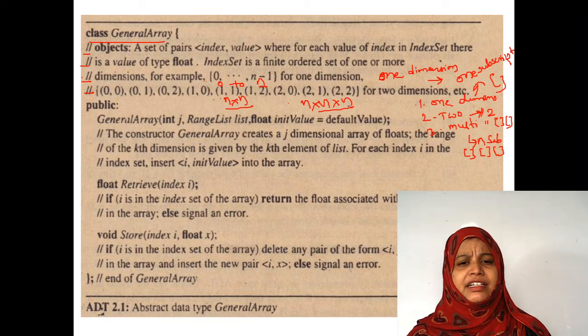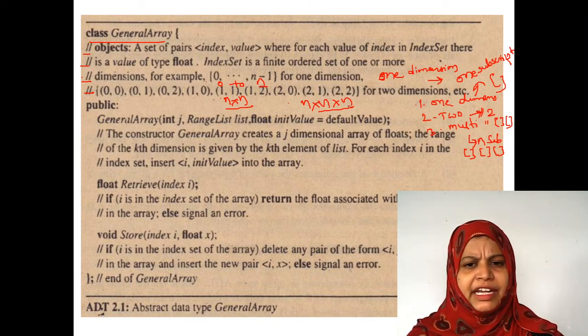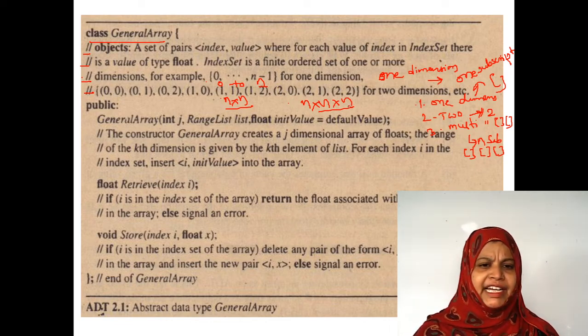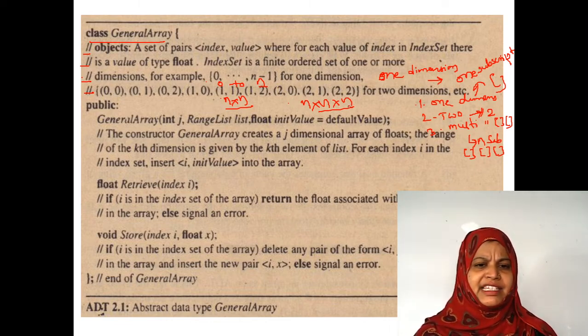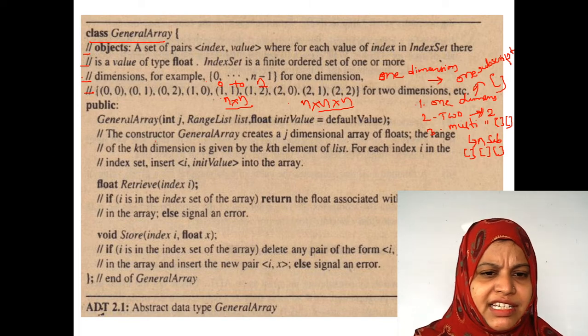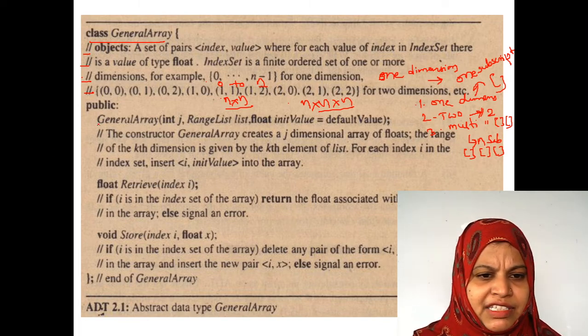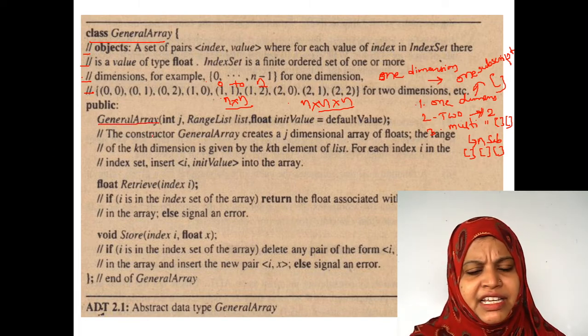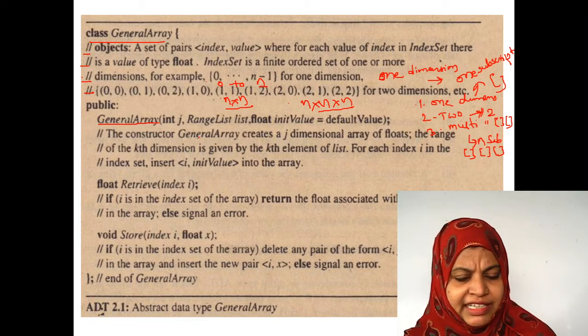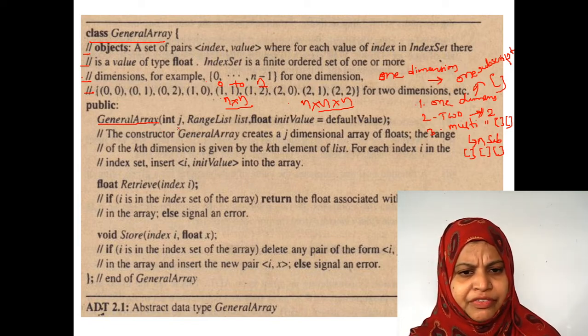This is the multi-dimensional array. Here in this case index value is there. Index set is a finite ordered set of one or more values. N number of values are going to be present in the index set. Now here, general array, what is this? This is the constructor. Here I am defining one constructor, general array. In that particular constructor I am defining one more.